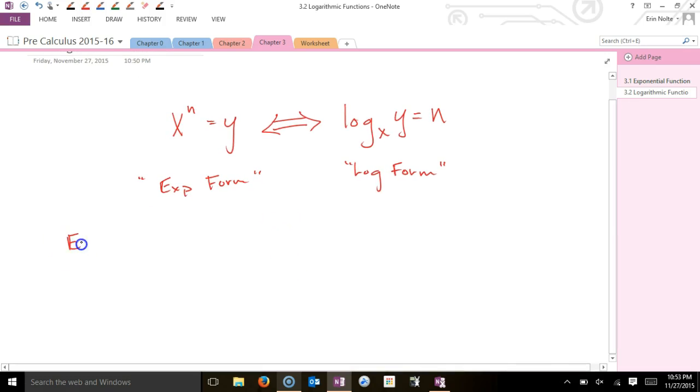Okay, example. So let's say we have 2 to the third power, we all know, is equal to 8. What is the logarithmic form of that exact equation? So the log of base 2 of 8 is equal to 3. Perfect.